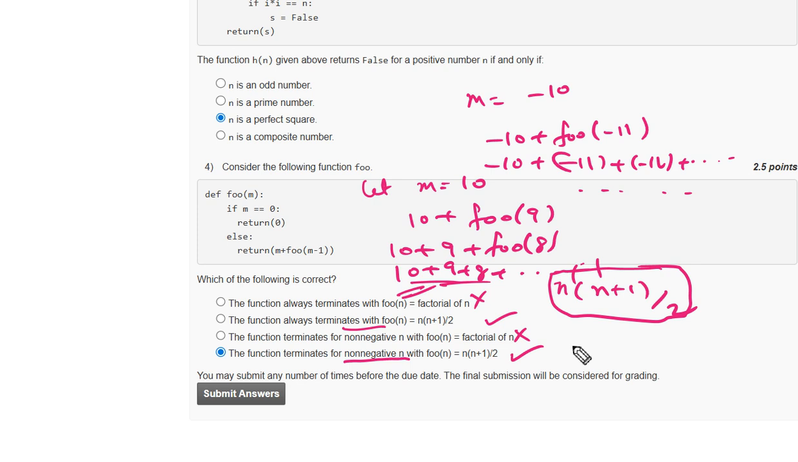So this is the explanation for week 1 assignment 1.